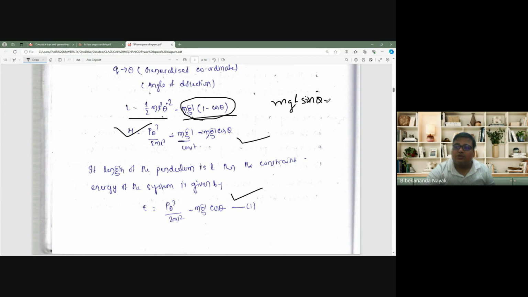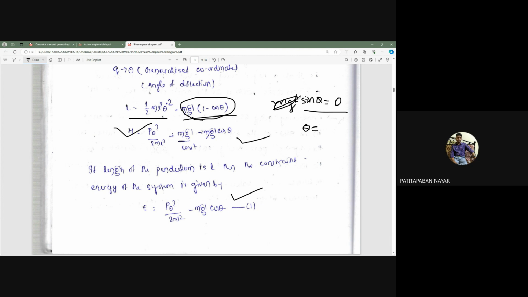So what is the value of theta? Dividing by mgl, sin theta is equal to 0. Then theta is equal to 0, and also pi, and 2 pi.